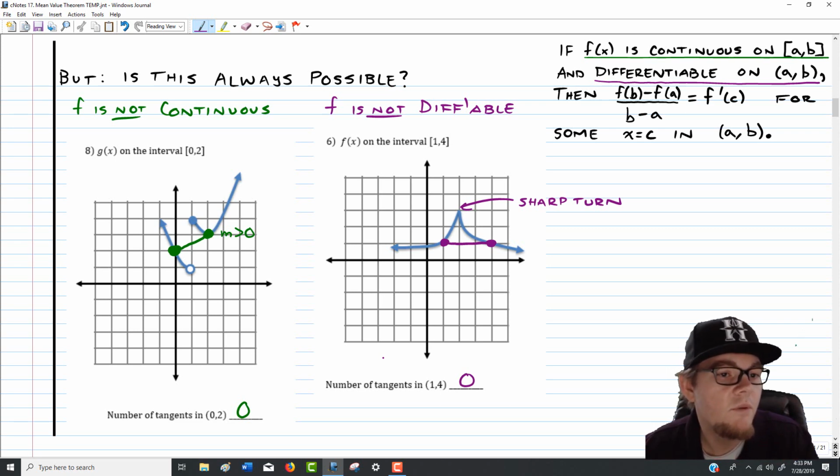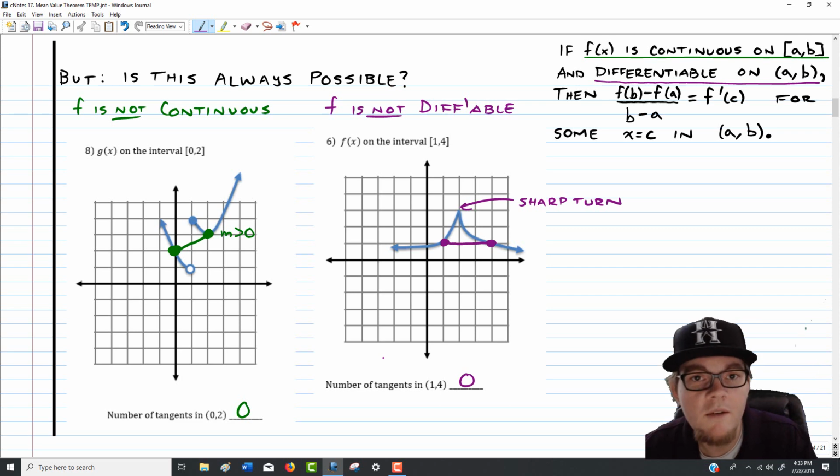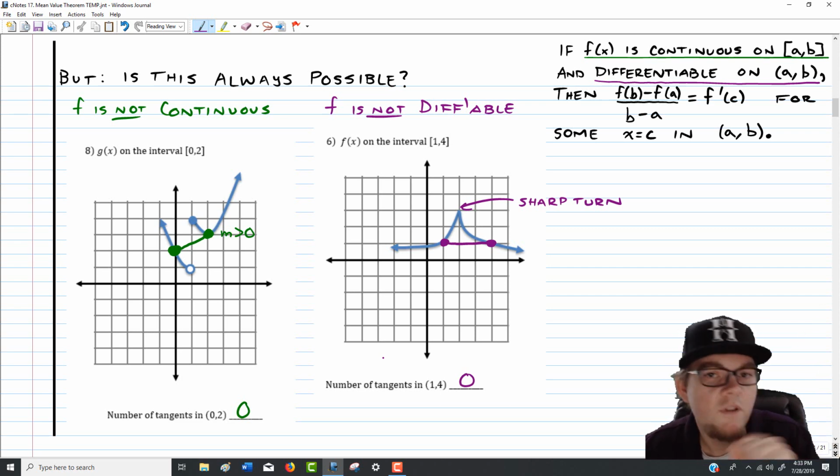Now, we'll warn you there are some situations where the function could be discontinuous or non-differentiable and you could still find the value. But of course, the fact that any exists that way means this statement does not hold for either of those two things. Okay, so I know that's a lot.